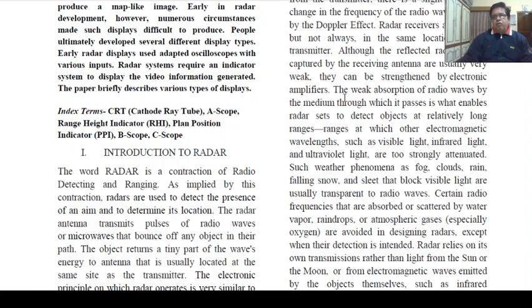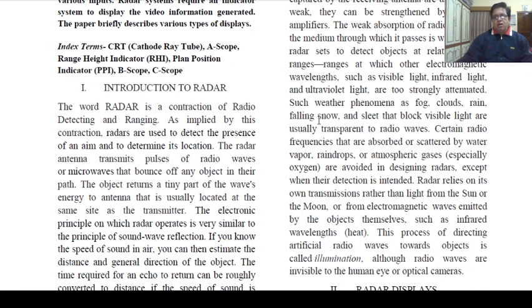The weak absorption of radio waves by the medium through which they pass is what enables radar sets to detect objects at relatively long ranges, at which other electromagnetic wavelengths, such as visible light, infrared light, and ultraviolet light, are too strongly attenuated. Such weather phenomena as fog, clouds, rain, falling snow, and sleet that block visible light are usually transparent to radio waves. Certain radio frequencies that are absorbed or scattered by water vapor, raindrops, or atmospheric gases, especially oxygen, are avoided in designing radars, except when their detection is intended.